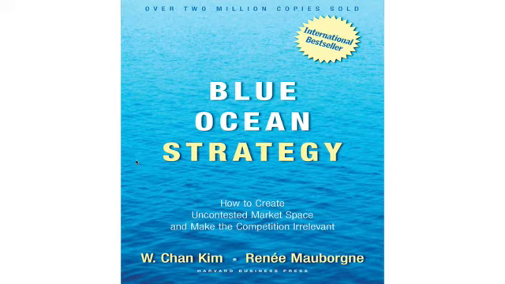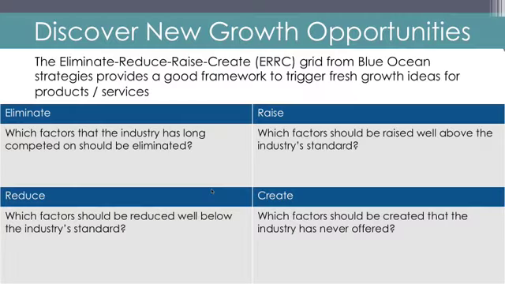The book's good. They use a number of examples. They use Cirque du Soleil, which you'd all be familiar with, which really merged theatre and circus to come up with a premium product that's well respected around the world. Another great one, and we're going to use this as an example in a minute, is Yellowtail Wines, an Australian wine company that took on the US market. So let's just talk a little bit about the grid that they talk about. And I guess the grid's what we call the ERRC grid.